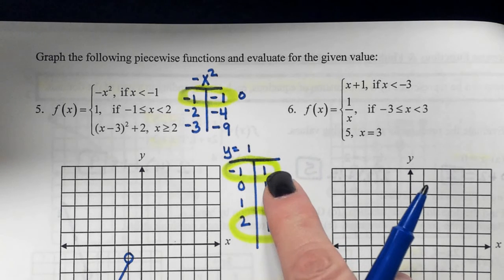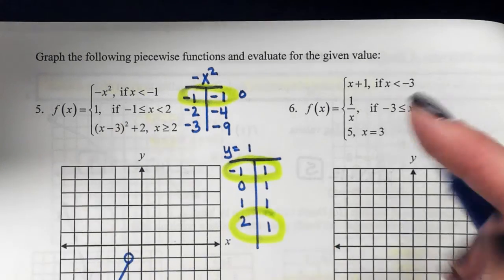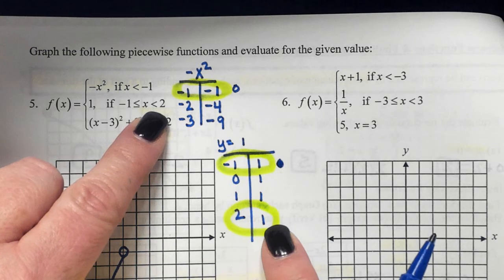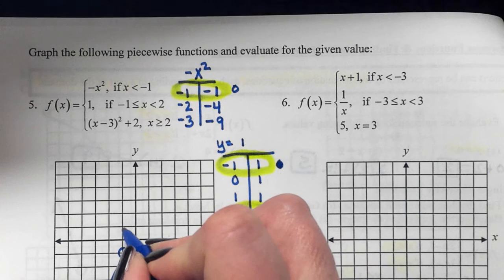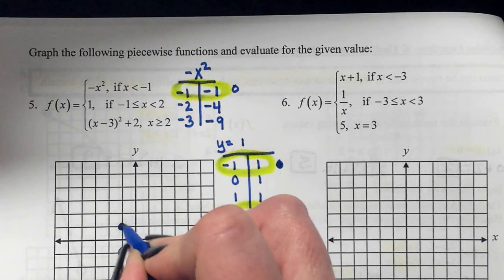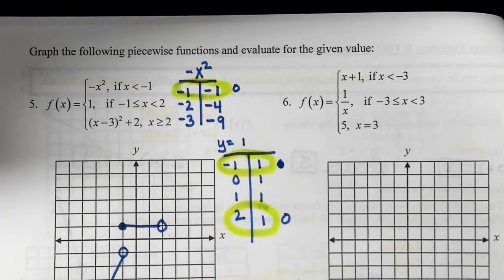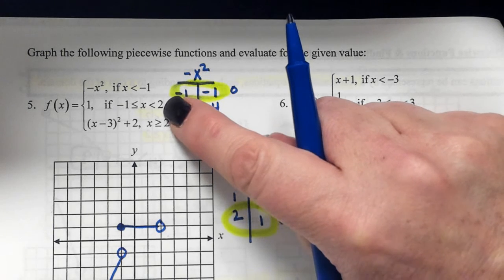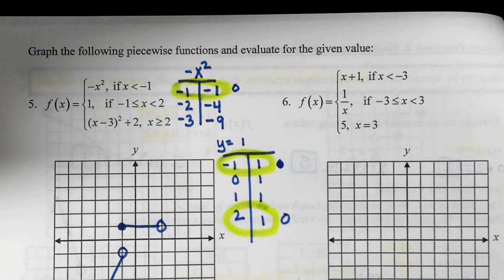What happens at negative 1, 1? Are we going to put an open circle or a closed circle? Closed. What happens at 2, 1? Is that going to be an open or a closed circle? Open. So then negative 1, 1 is going to be closed, and then 2, 1 will be open. Why is 2, 1 open? Because x has to be less than 2. If you look at your inequality in the piecewise function, it doesn't have that less than or equal to part. So any questions on the second function?